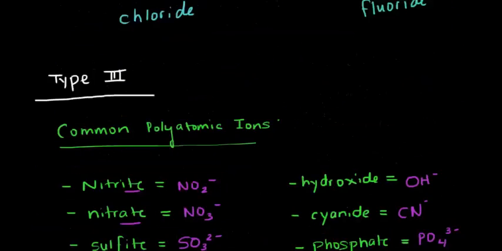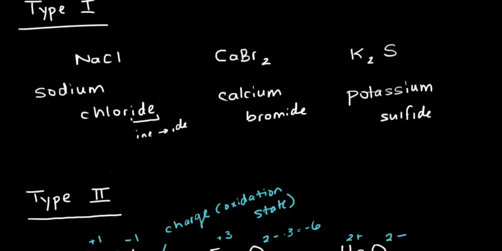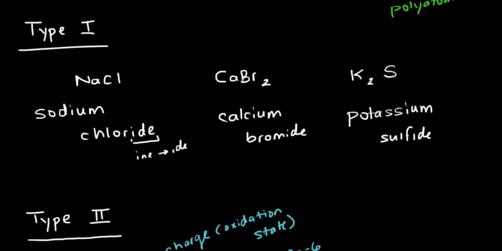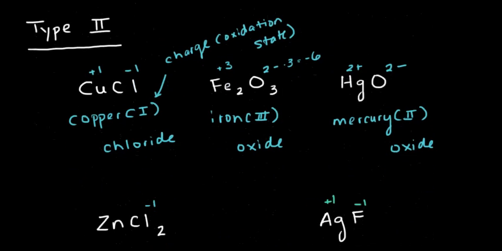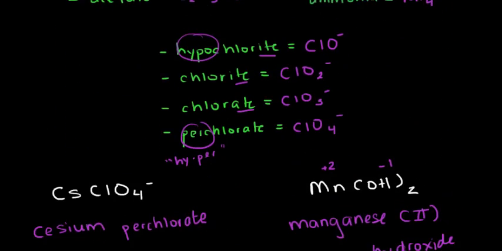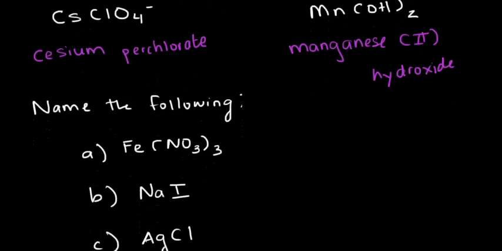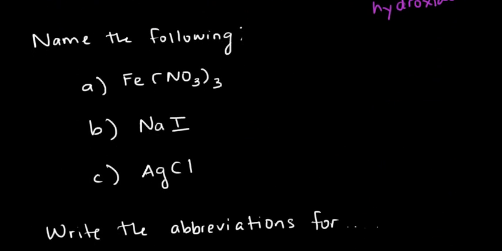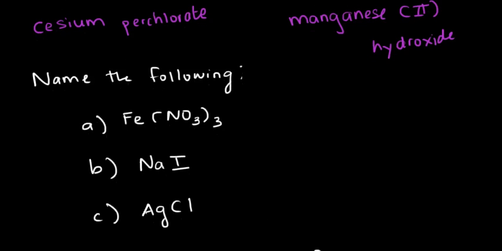So we have 3 different kinds of ionic compounds which you can name. Type 1, the easy kind, type 2 with transition metals, and type 3 with polyatomic ions. And to give you all a little practice, I've written up a few questions for you. Why don't we do the first 3 first? So pause this video, answer these questions, rewind if you need to, and I'll be here when you're finished.